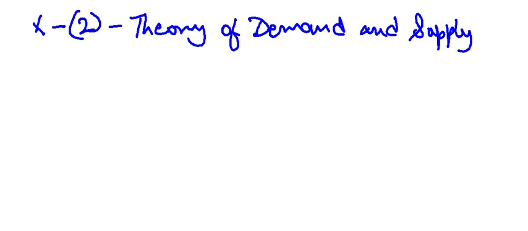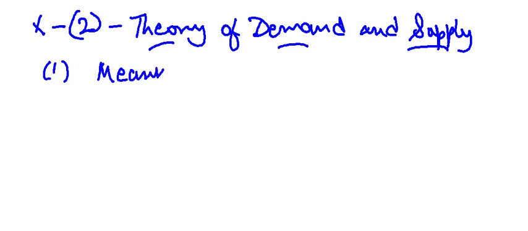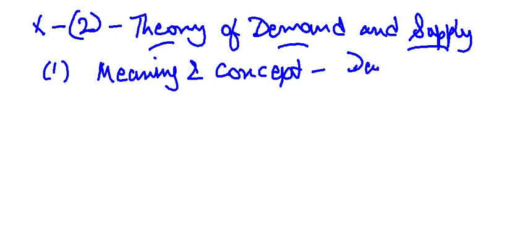This is a syllabus which is titled Theory of Demand and Supply. Now, three keywords: theory, demand, supply. We'll discuss what it is, but first let's see what the syllabus says. First thing it says, you have to know the meaning and concept of demand and supply. We'll come back to it, don't you worry. Under this there are many things.